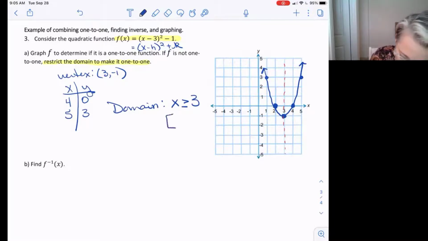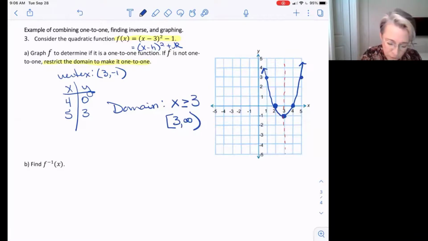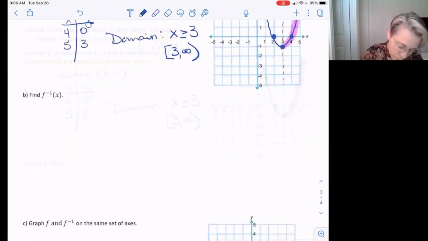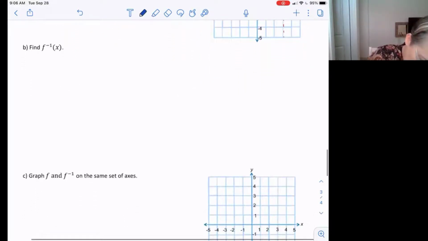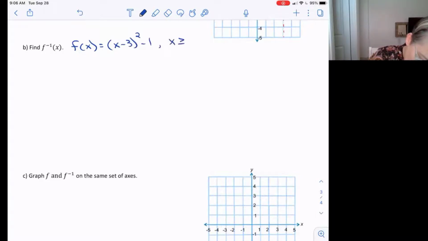In interval notation, that would be 3 to infinity. So that means we would only take a look at this part here to the right. That part of the graph would be one-to-one. So if we're asked to find f inverse of x, and again, let's recall that f of x is x minus 3 quantity squared minus 1, where x is greater than or equal to 3. We've restricted the domain, so it's one-to-one.